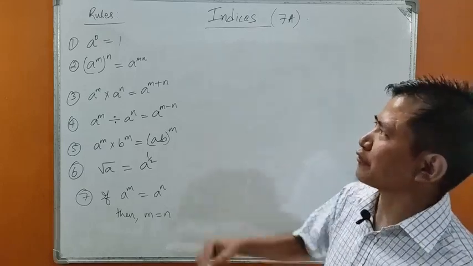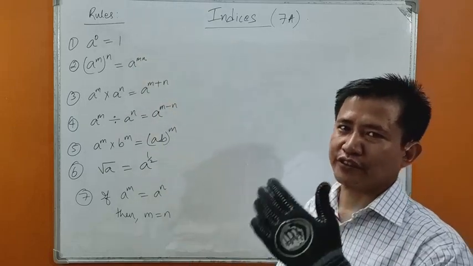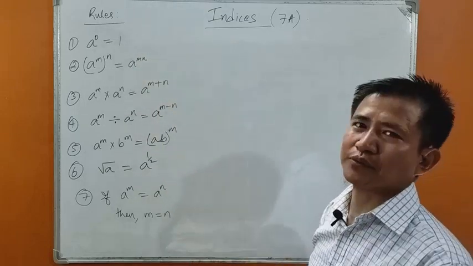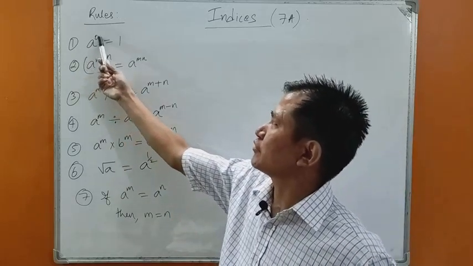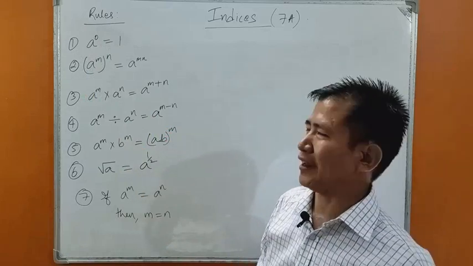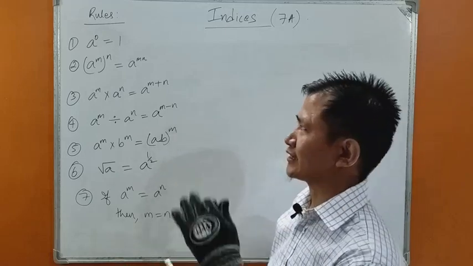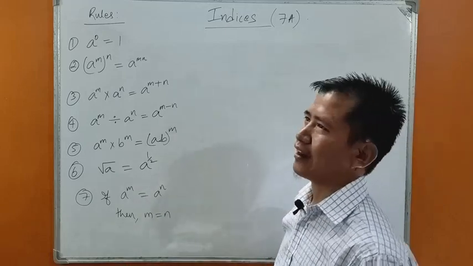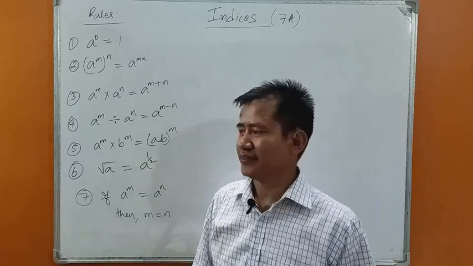So let's begin with the rules. Let me tell you some rules of the indices which we need while solving the problems in this exercise. Number 1 is a to the power 0 equals 1. That means anything to the power 0 equals 1, except 0 to the power 0, which is not equal to 1. The exception is 0. Other than 0, anything to the power 0 is equal to 1.